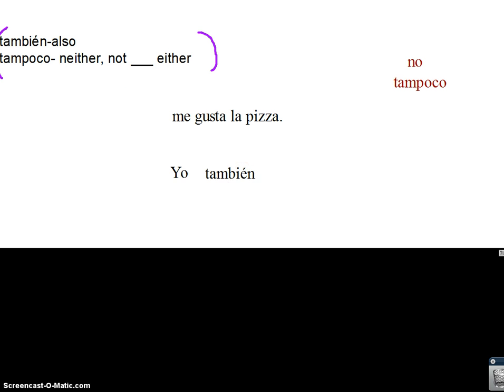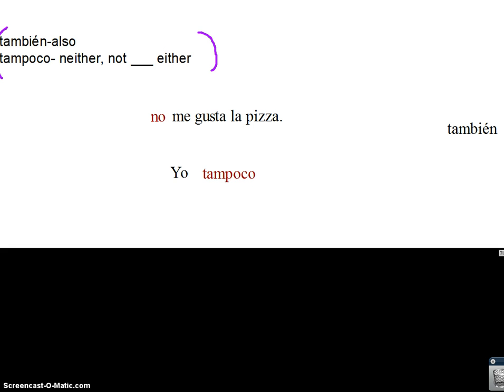But what if someone said no me gusta la pizza? They are telling you I don't like pizza. And if you wanted to agree with this negative statement, because again, once you go negative, you have to stay negative, what you're saying is me neither. And in English we might say me either, but technically it should be neither. Once you go negative, stay negative. So you would say yo tampoco. To agree with this statement, I don't like pizza, you would have to say yo tampoco. Negative, negative. So tampoco means neither or not blank either.